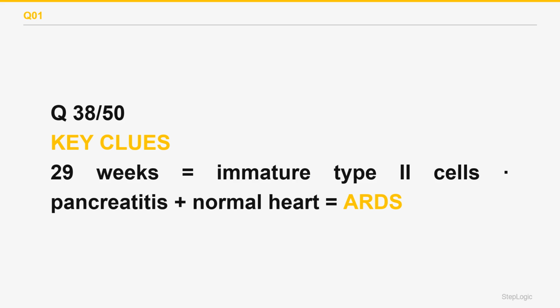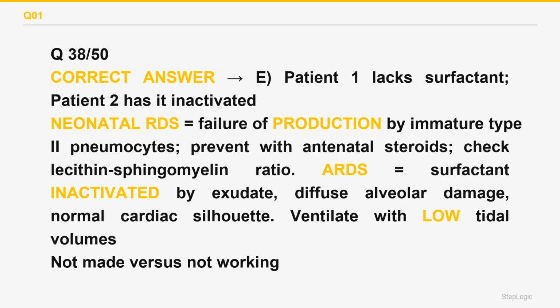In ARDS, the type 2 pneumocytes are present and functional. The alveolar fluid with protein-rich exudate inactivates the surfactant already there, and the diffuse alveolar damage with hyaline membranes follows. Choices A and B each apply one mechanism to both patients. The correct answer is E.